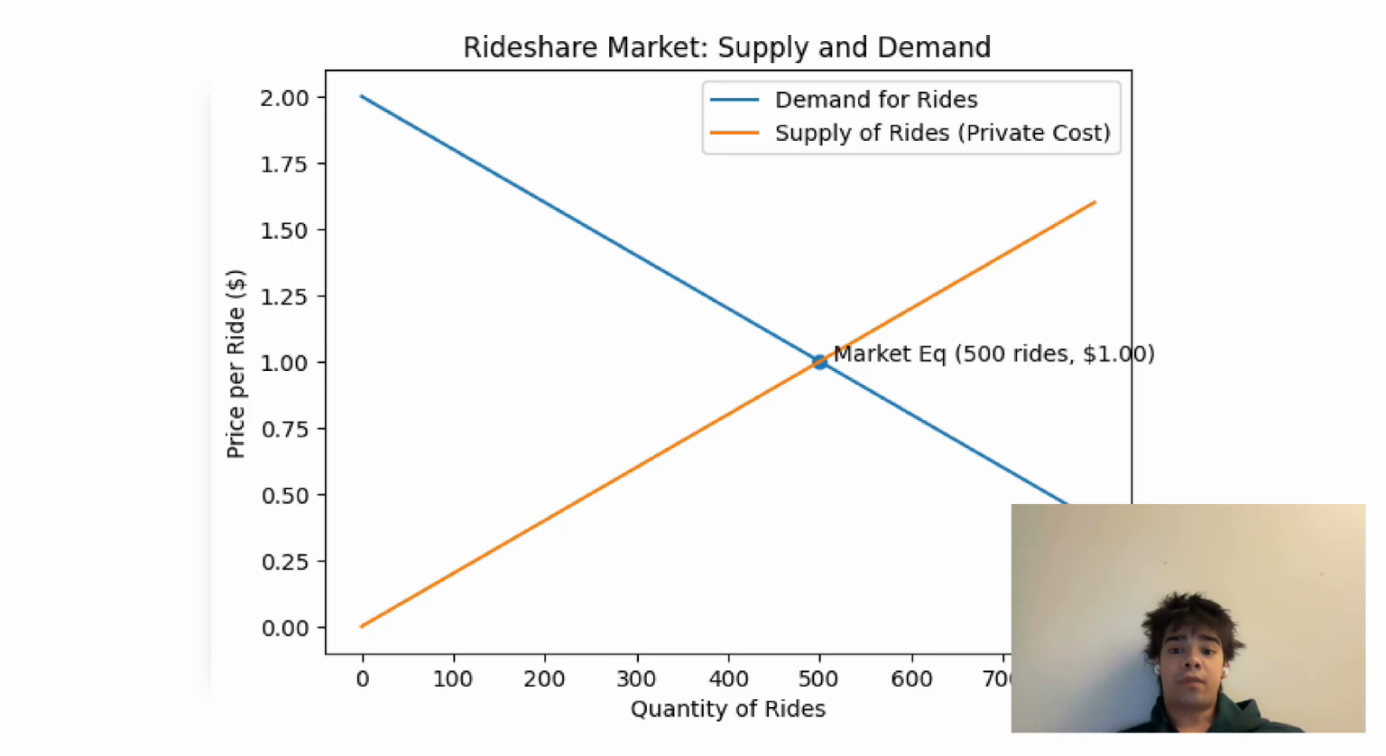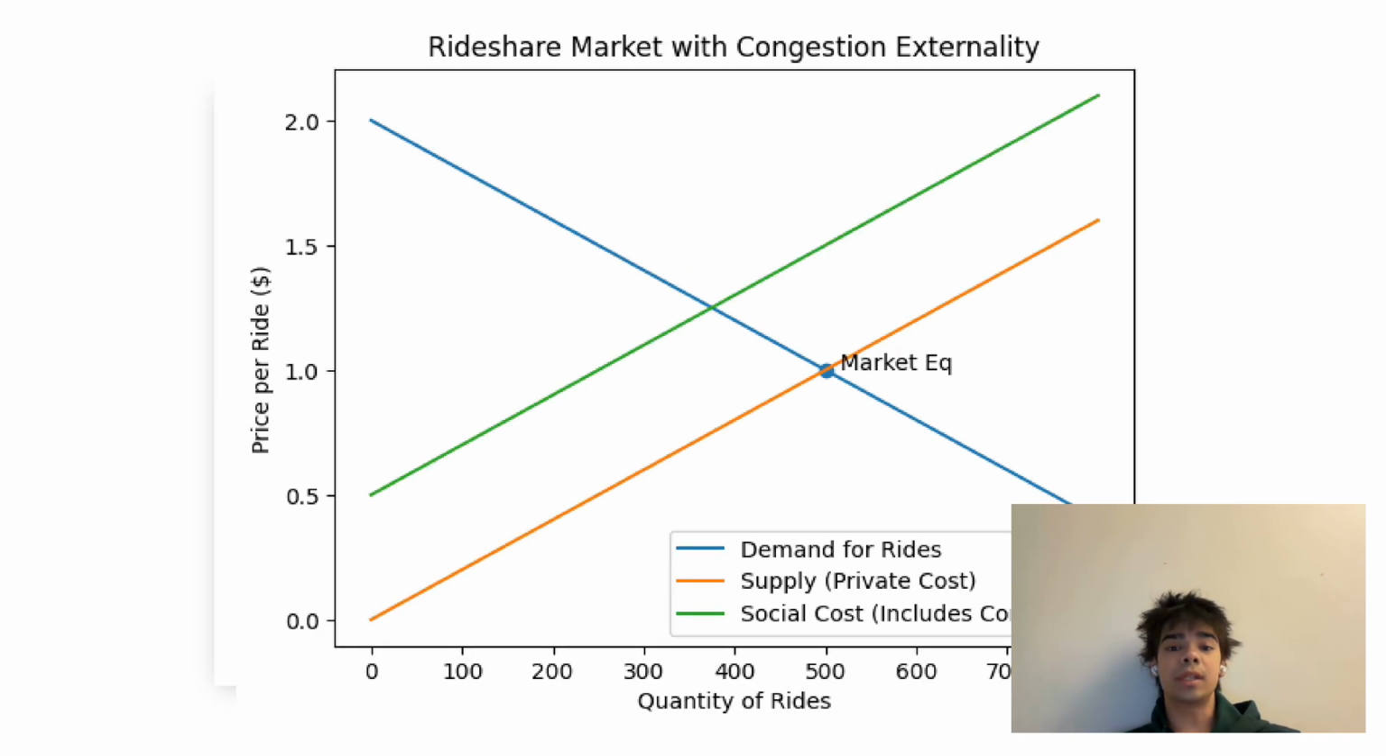But every additional rideshare vehicle contributes to traffic congestion. Congestion slows down other drivers, increases commute times, and raises pollution levels. These costs are not paid by the rideshare driver or the passenger, though. They are imposed on third parties. So this means the true cost to society, the social cost, is higher than the private cost considered by drivers. When we add this external congestion cost, the social cost curve lies just above the private supply curve there.